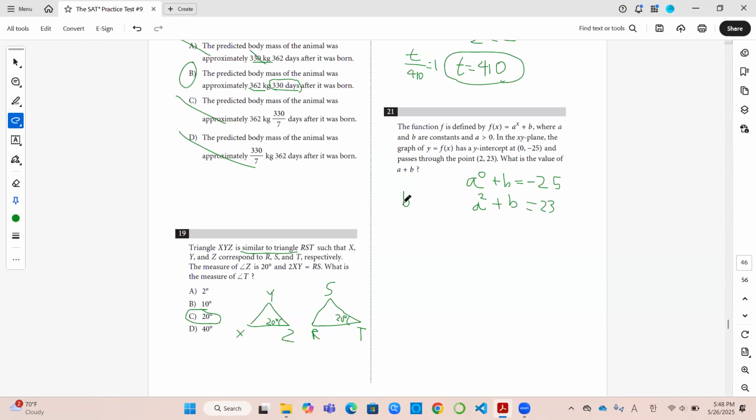So b is equal to minus 26. a squared minus 26 is equal to 23. a squared is 49. a is plus or minus 7, but we're given that a is greater than 0, so we're going to be using 7 here. So if we add these up, it becomes minus 19.